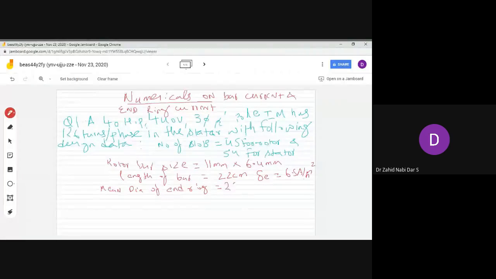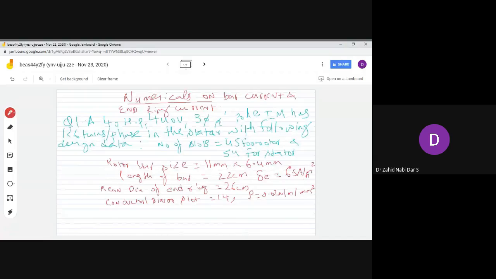26 centimeter mean diameter ring. Then your conductors per stator slot is equal to 14, and your resistivity is equal to 0.02 ohm per meter per millimeter square.